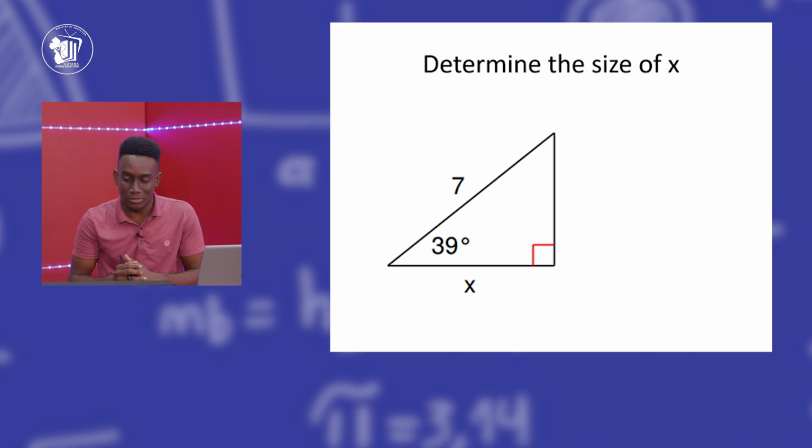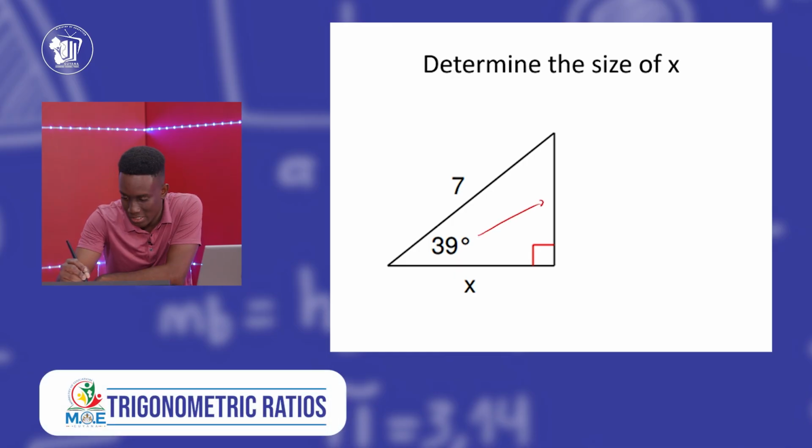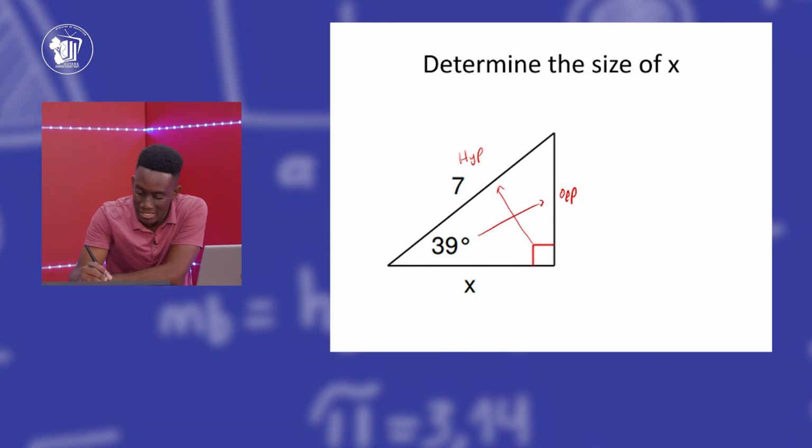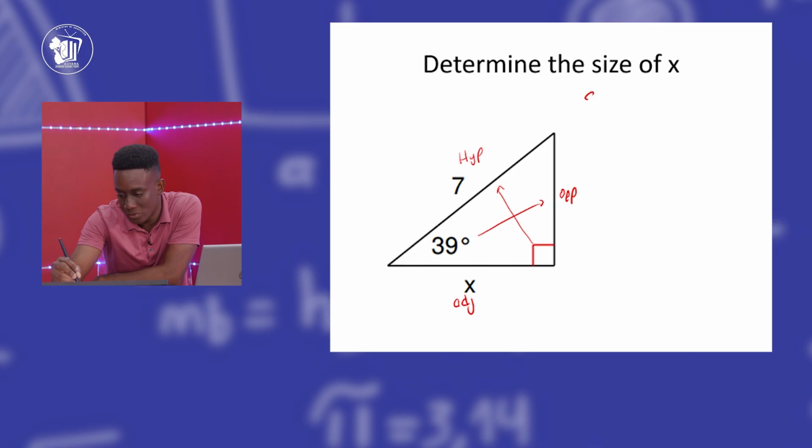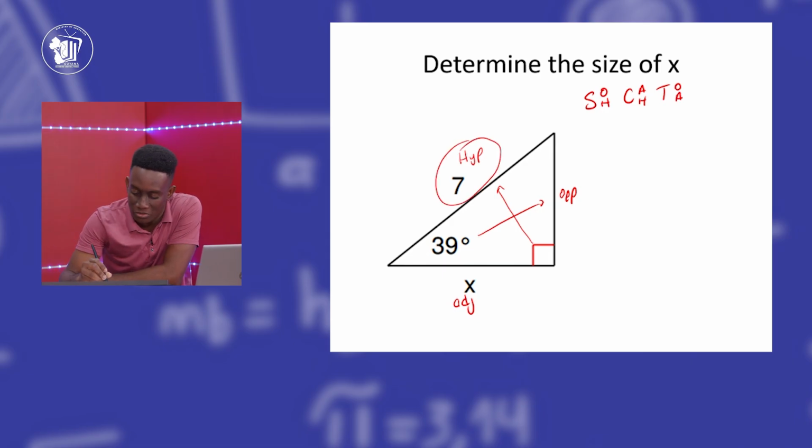Let's look at our final example. So once again, we want to determine the size of x. So we label. We see the side opposite here would be the opposite, and the side opposite the right angle would be the hypotenuse, and the remaining side would be the adjacent side. So let's put down our ratios again. So some old horses can always hear their owners approach. So we see we are given the hypotenuse and we want to find the adjacent. So which one of the ratios has those two combinations? Hypotenuse and adjacent. We see cos has that.